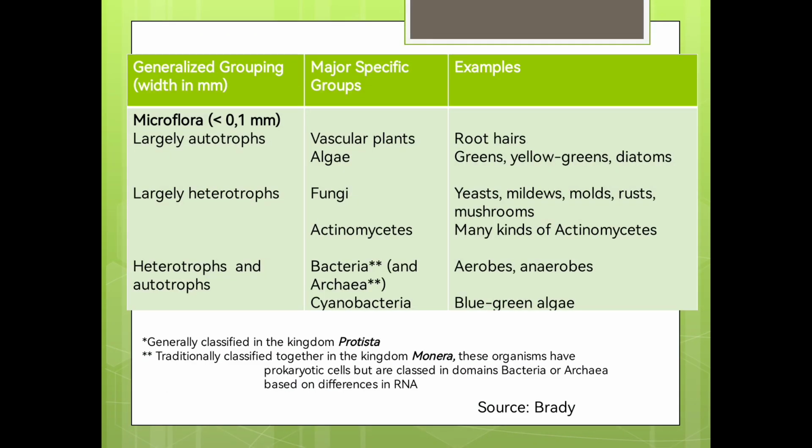We also have now the microflora, which is less than 0.1 millimeter. These are the largely autotrophs, largely heterotrophs, and autotrophs. So ito yung mga example niya, like the vascular plants, the algae, fungi, actinomycetes, and bacteria, and cyanobacteria. Bakit ko siya mention dito? Kasi when we are going to talk later, we are going to talk about the different microorganisms and macroorganisms.